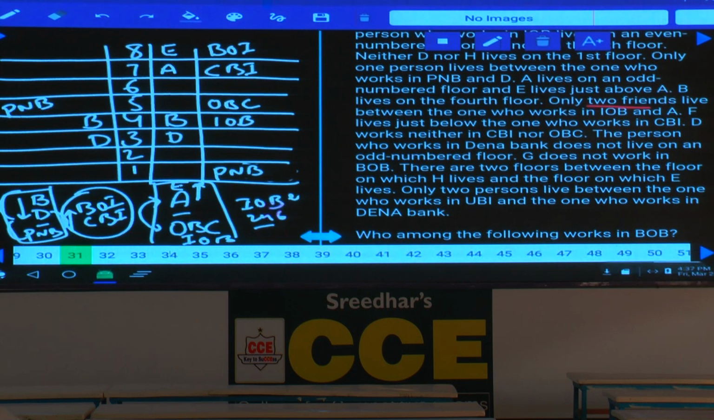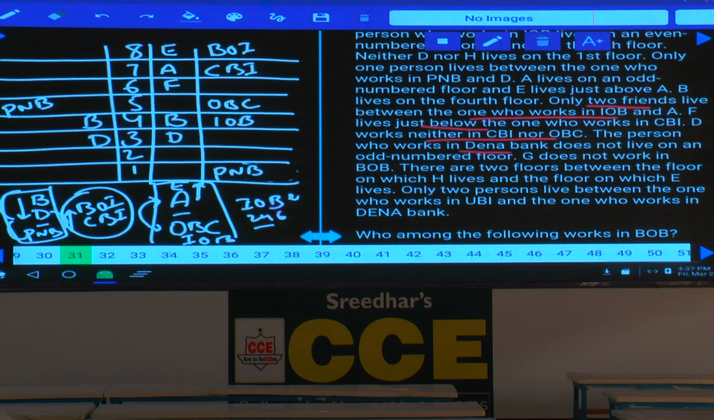Then only 2 friends live between IOB and A. IOB and A, there are only 2. F lives just below the one who works in CBI. And D works neither in CBI nor OBC.